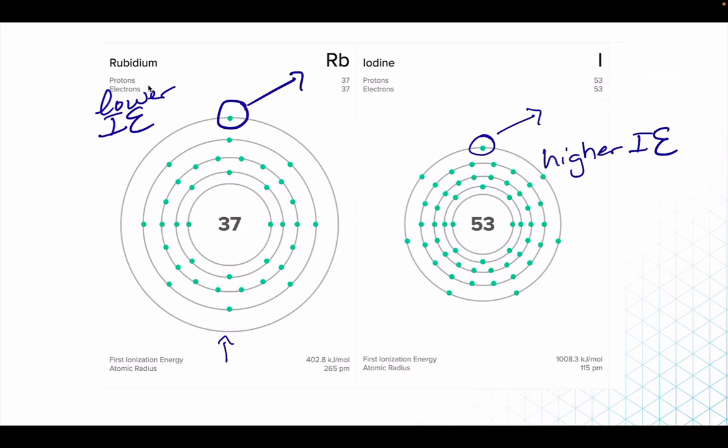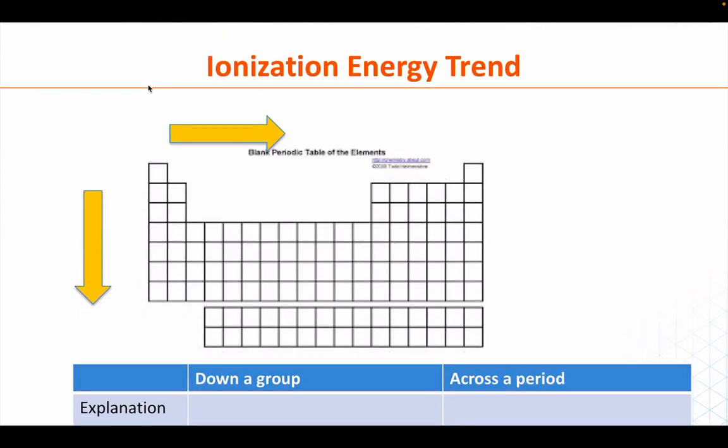And that again is because this electron for the iodine is experiencing a greater effective nuclear charge than this electron for the rubidium, because it's closer to the nucleus and the nucleus is more positive. So the trend for ionization energy is that it's inversely related to the size. So it increases as you go across the period and it decreases as you go down a group.